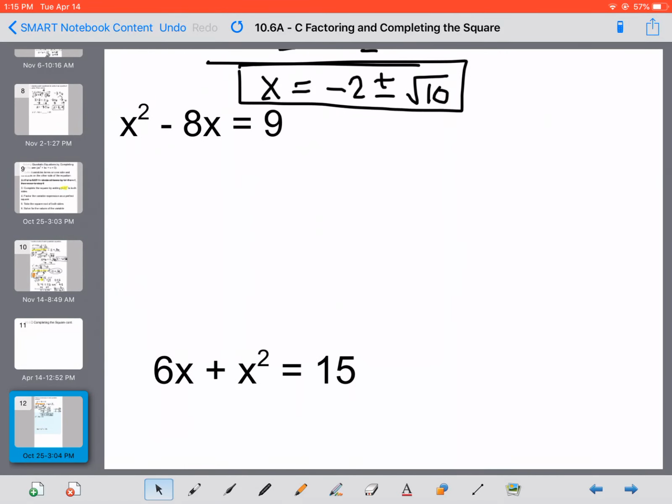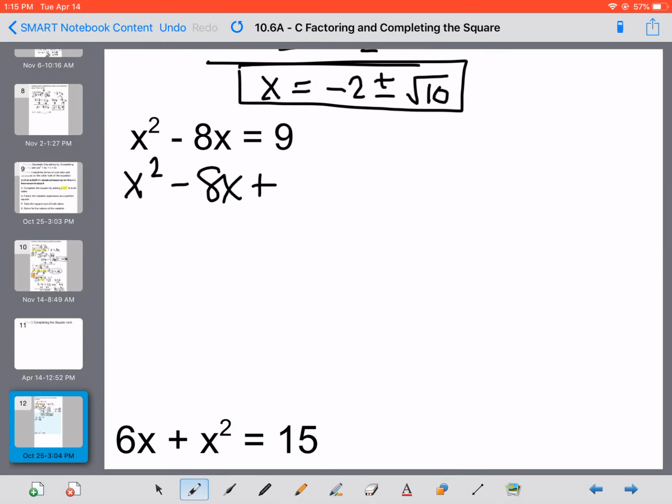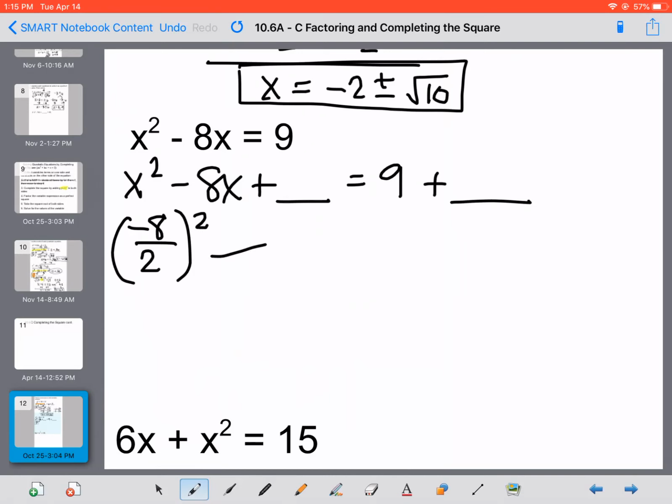x squared minus 8x equals 9. So again, our c value is already moved, so let's rewrite it so we have an opening there. So we have x squared minus 8x plus blank equals 9 plus blank. So to find our blank, we do our b divided by 2 and square it. And so negative 8 divided by 2 squared is 16. So I'm going to put 16 in both of my blanks.